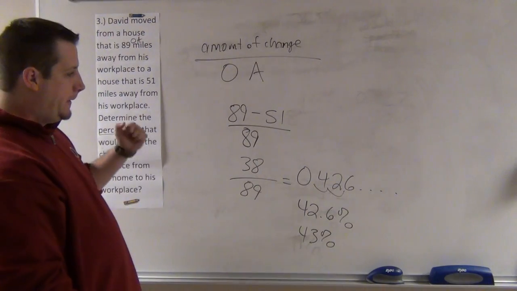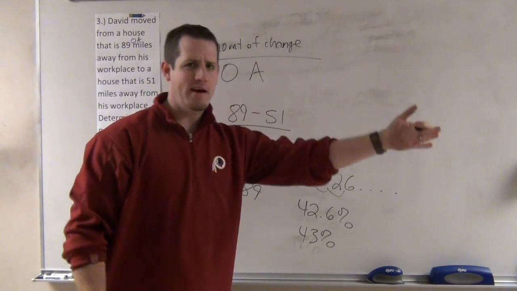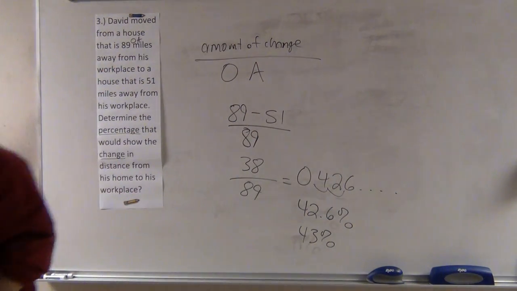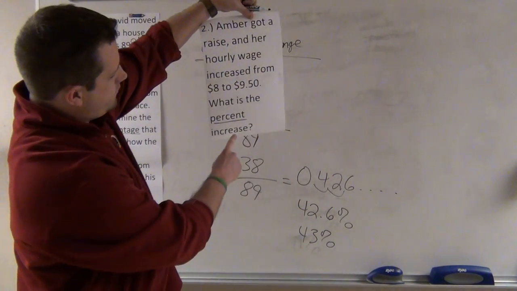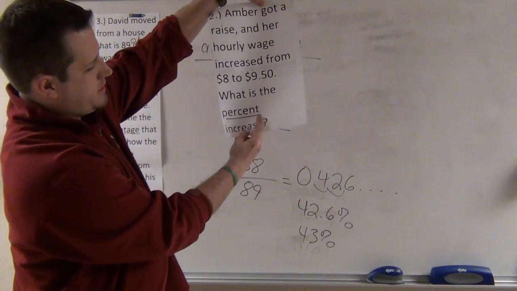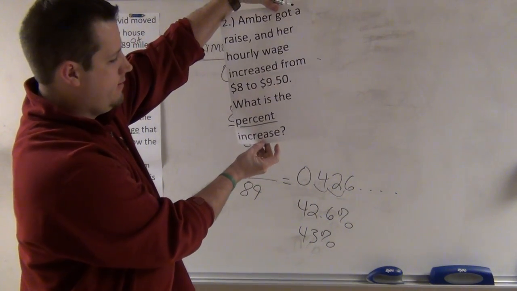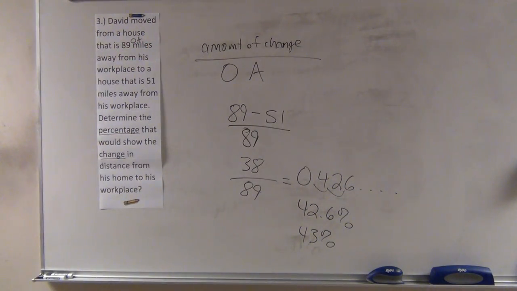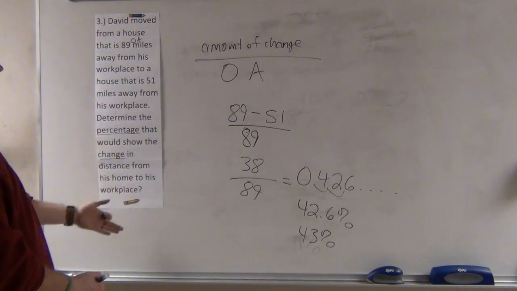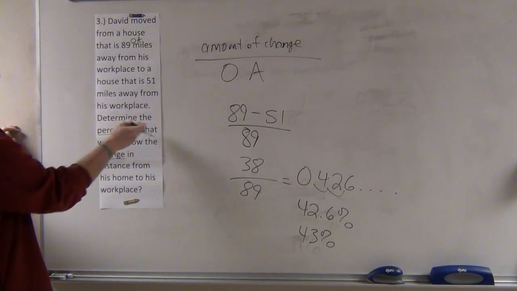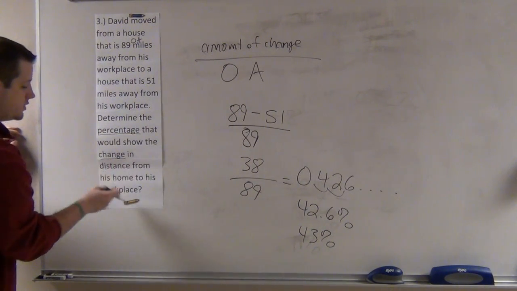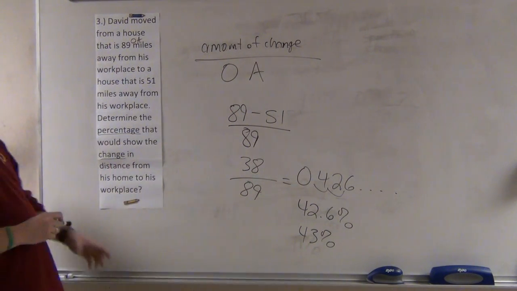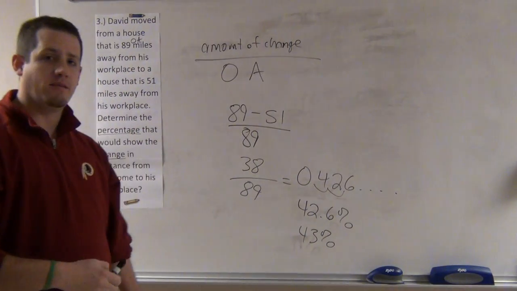All right, so was that an increase or a decrease? Because if you remember from question number 2, it asked for a percent increase. So it was obvious what it was. It said it in the question. This does not say. All it says is determine the percentage that would show the change in the distance from his home to his workplace. So is this an increase or is it a decrease?